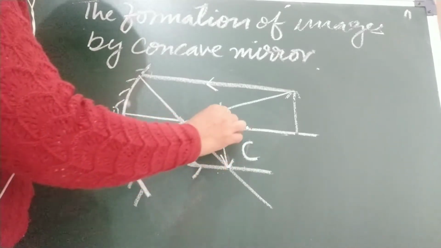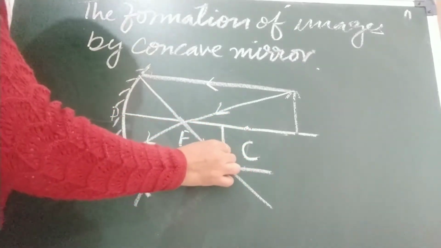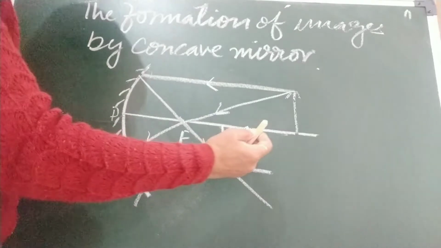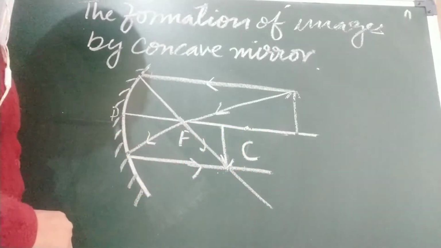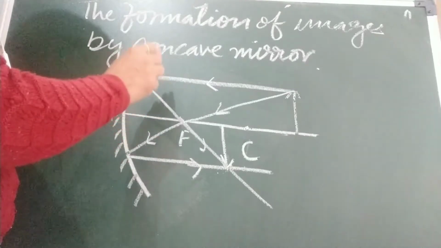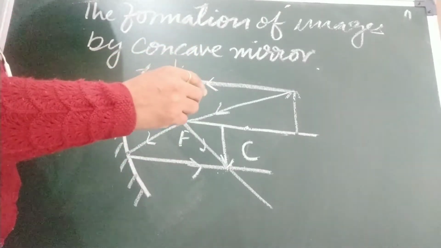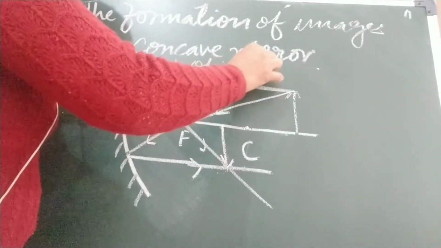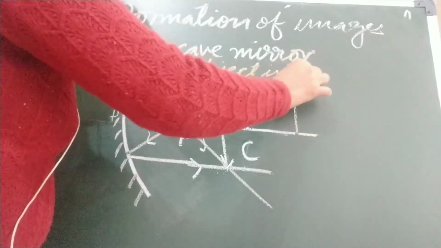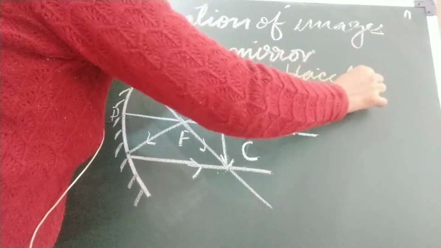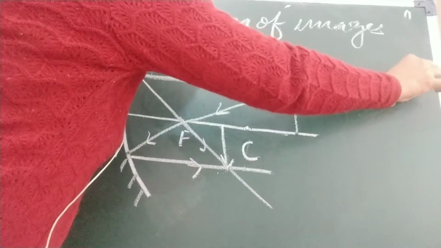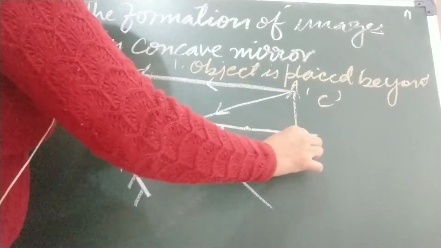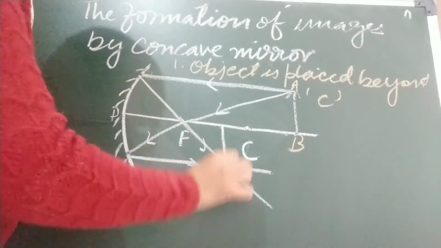And children, the image you are seeing, what kind of image is this? Upside down. I told you upside down image is what? Real. And this image we can get on the screen. The first condition is when the object is placed beyond C. This is object A and B, and this is image A dash B dash.